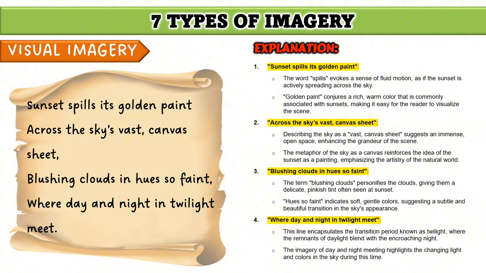Together, these lines use descriptive language and metaphor to paint a vivid, dynamic picture of a sunset, allowing the reader to visualize the changing colors and the serene beauty of twilight.